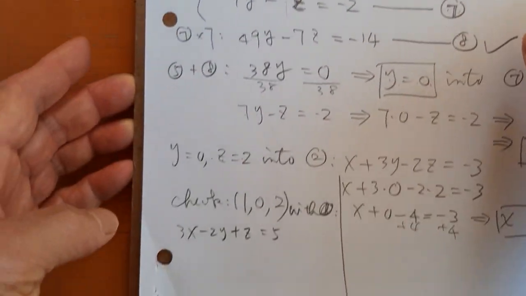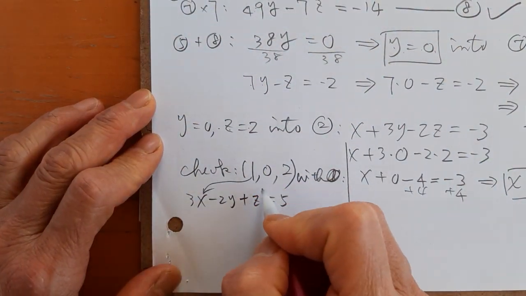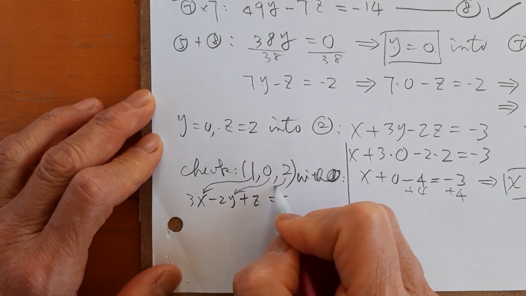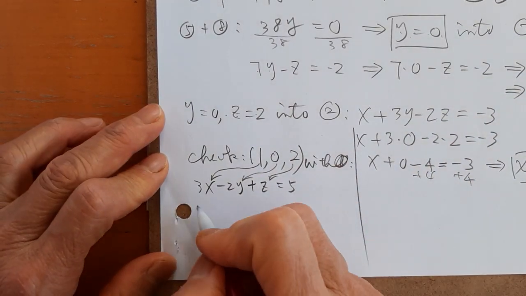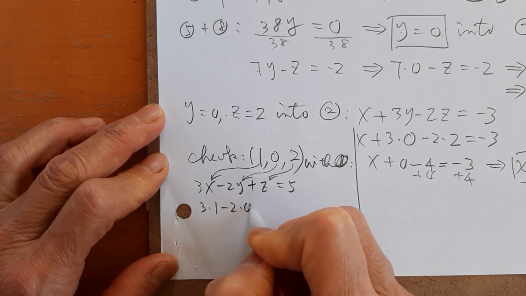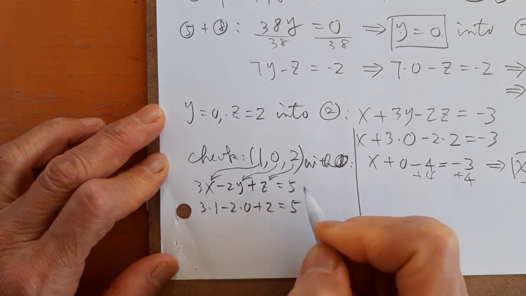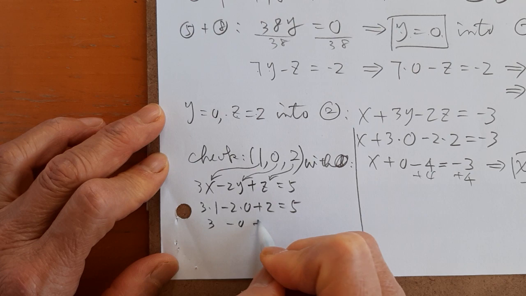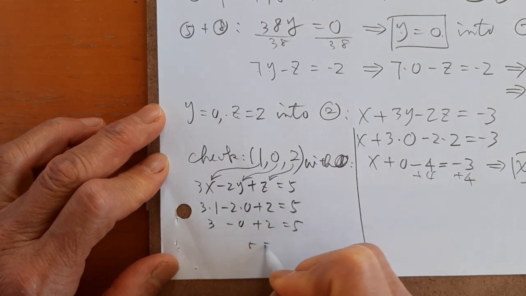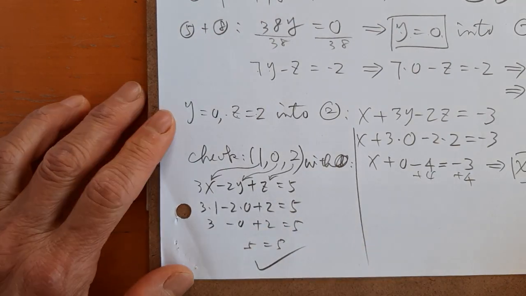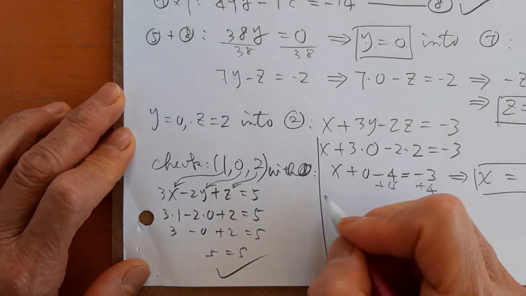Plug in: 1 for x, 0 for y, 2 for z. 3 times 1 minus 2 times 0 plus 2 equals 5. So this is 3 minus 0 plus 2 equals 5. You get 5 equals 5. That's true. Checked.